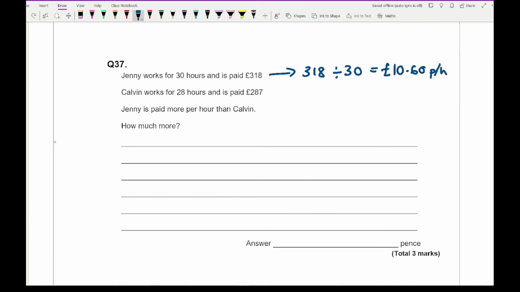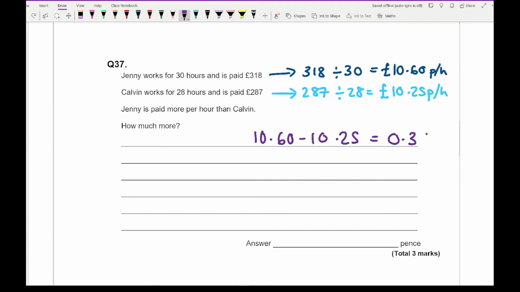And then we do the same calculation for Calvin. So 287 divided by 28, and that gives us an answer of £10.25 per hour. So from this, Jenny is paid more. How much more? So we then just need to work out the difference. So £10.60 minus £10.25 gives me an answer of 0.35. So then it's going to be 35 pence.